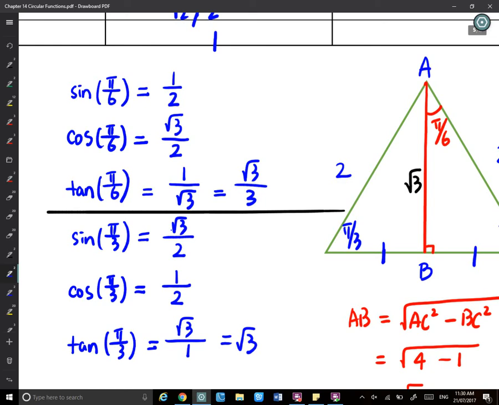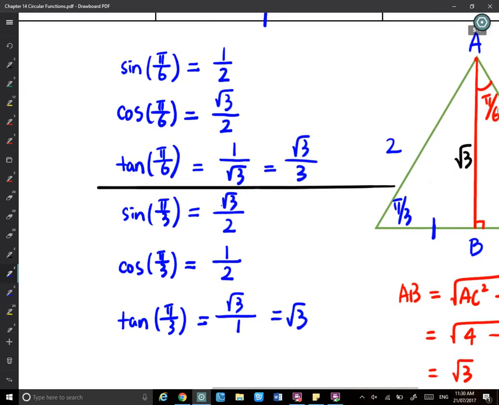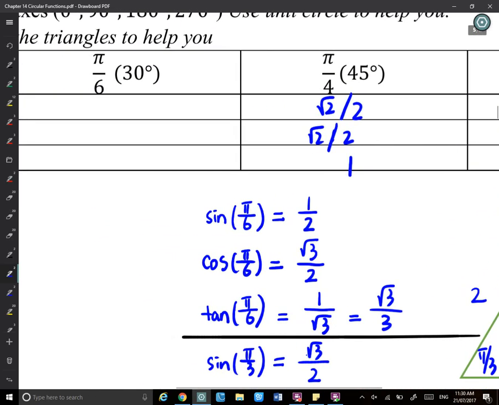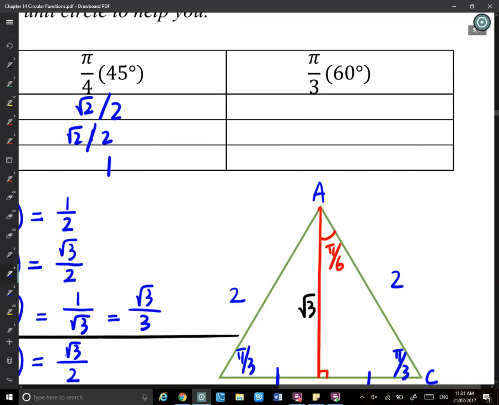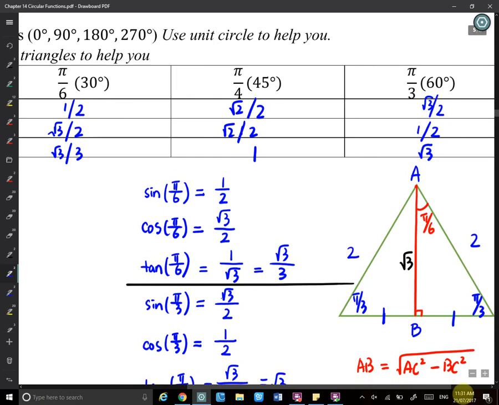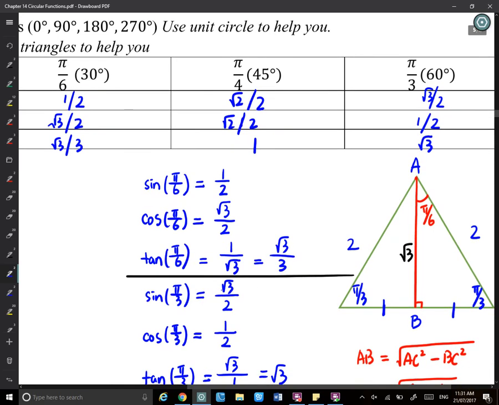Okay. Let's put those values in the box. Okay, for sine that is 1 over 2, the next one is root 3 over 2, and last one is root 3 over 3. And for this column, that is root 3 over 2, 1 over 2, and root 3. Okay, that's the value for this table.